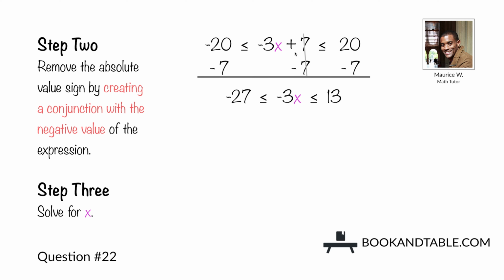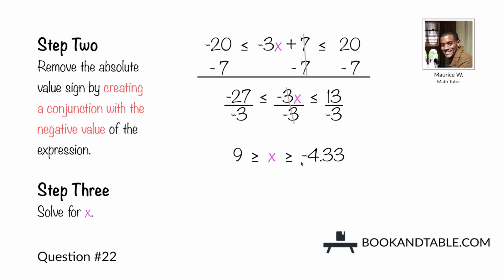So we first want to get rid of this constant, positive 7, by subtracting 7 from all three terms. Negative 20 minus 7 gives you negative 27 on the left side. Negative 3x comes down. And on the right side, 20 minus 7 is 13. To cancel this coefficient, negative 3, we divide all three terms by negative 3. Negative 27 divided by negative 3 is positive 9. X in the middle. 13 divided by negative 3 is negative 4 and 1/3, which is equal to negative 4.33. We had to reverse our signs from less than to greater than since we were dividing by a negative number.